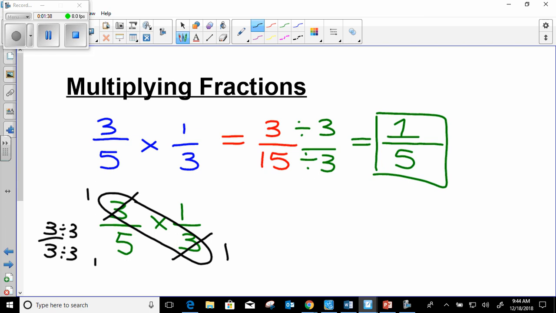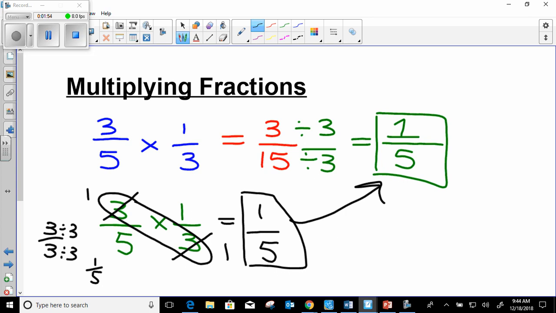Can you reduce 1 over 5? No. Anytime you have a 1, you can't reduce. That's as low as it can go. Now, 1 times 1 equals 1, and 5 times 1 equals 5. Now, do you see how you get to the same answer? Yes, right? All right, I'm going to give you a couple of problems.